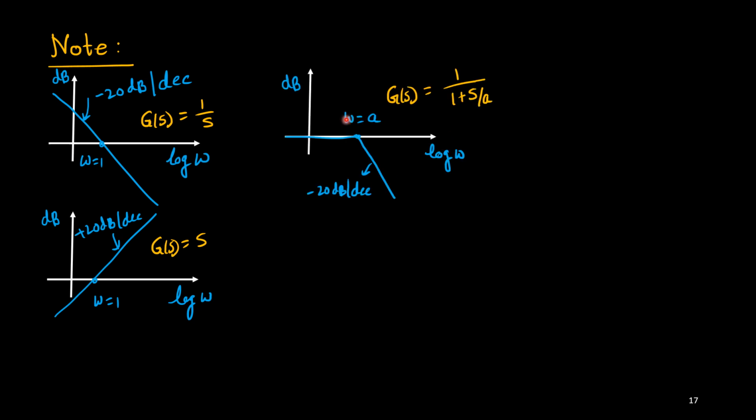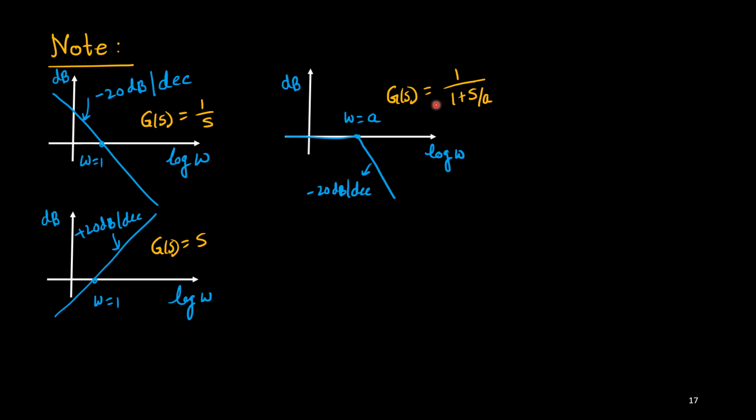Now compare this one. If I have a gain function G(s) equal to 1 upon 1 plus s upon a, means one pole at s equals minus a. That time, the corner frequency is omega equal to a, and when omega is very less than a, then the approximate gain is 0 dB. It is not providing any gain. Means if omega is very less compared to a, I can ignore it. In dB scale, 20 log of that gain, log of 1 is 0. And on this side it is having a negative slope, minus 20 dB per decade.